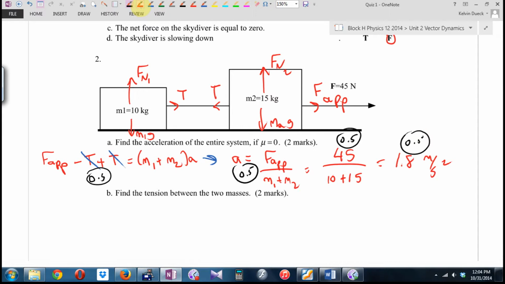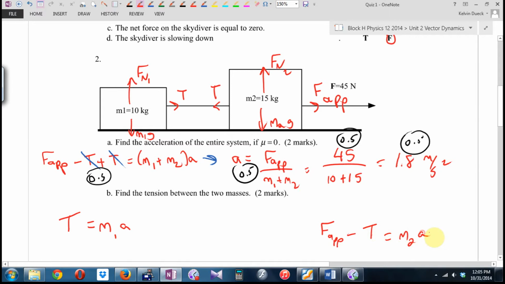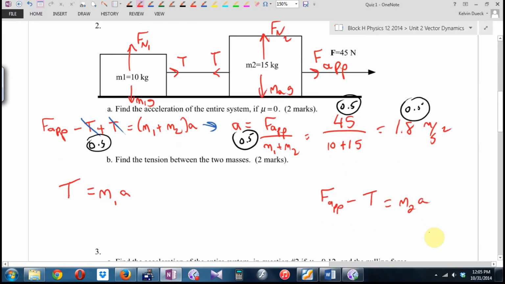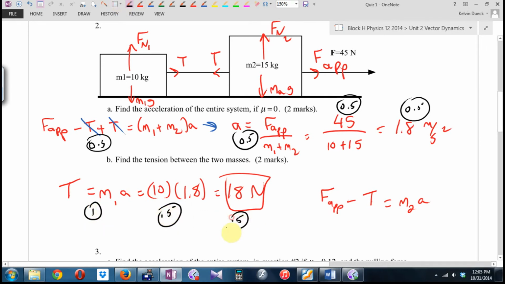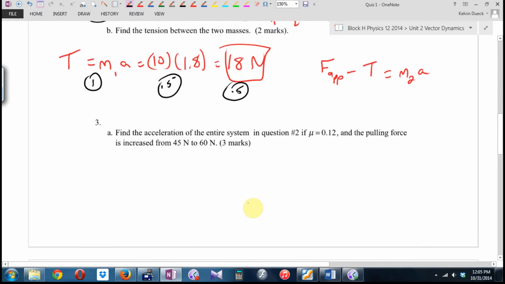B, find the tension. I'm going to look at mass 1. It's going to be tension equals m1a. Or if you wanted to, you could go applied minus tension equals m2a, whichever, but I'm going to use the first method because I think I can do this in my head. It's going to be 10 times 1.8. I think tension is exactly 18 newtons, yes? And that gets you 2 out of 2. In terms of part marks, I give you 1 mark for the equation, half mark for the numbers, half mark for the answer.